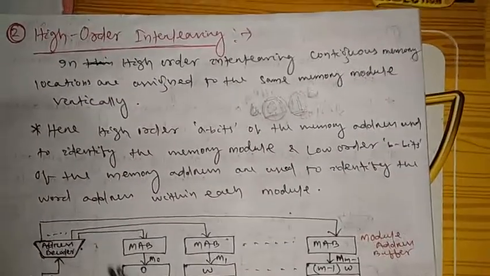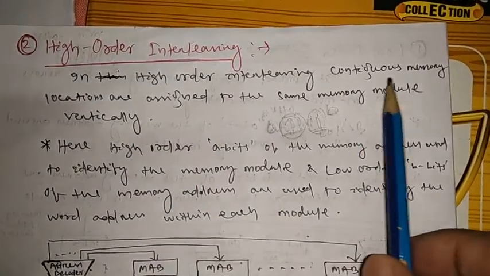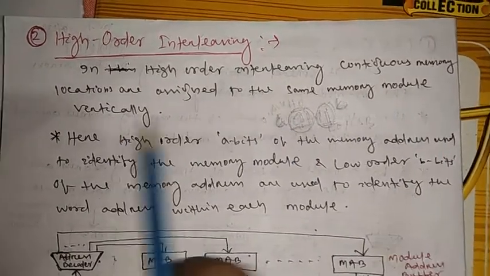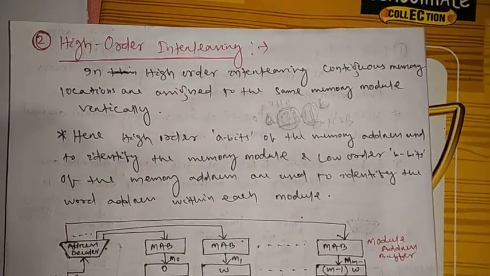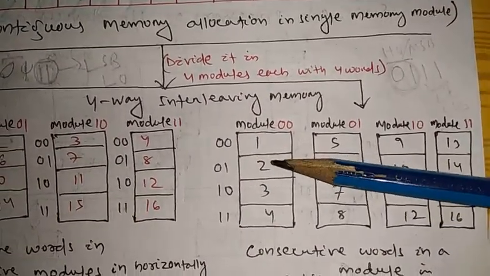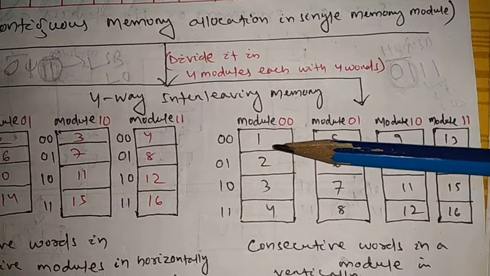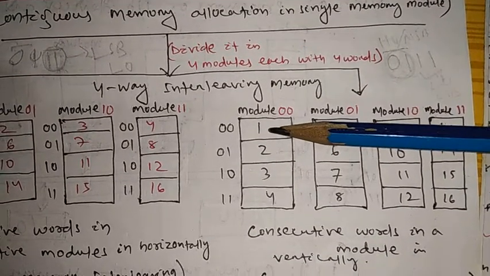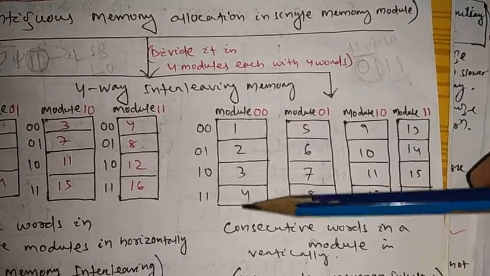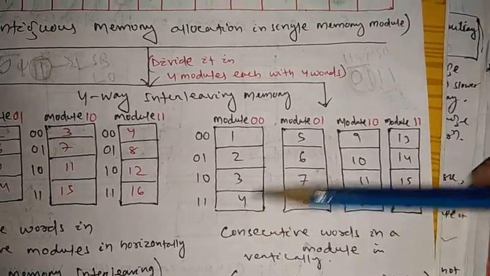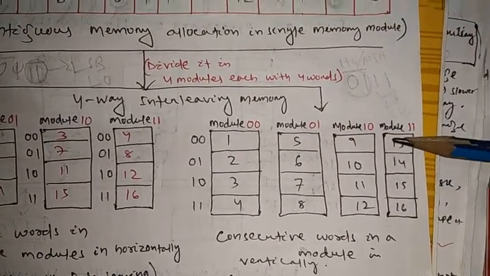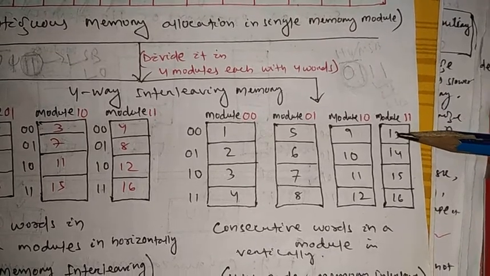So in high order interleaving, contiguous memory locations are assigned to the same memory modules vertically. What happens in high order interleaving? The first point is that contiguous memory locations are stored in one module. Look, in the first module 1 2 3 4 contiguous data are stored. In the second module 5 6 7 8 are stored. In the third module 9 10 11 12 and the fourth module 13 14 15 16.